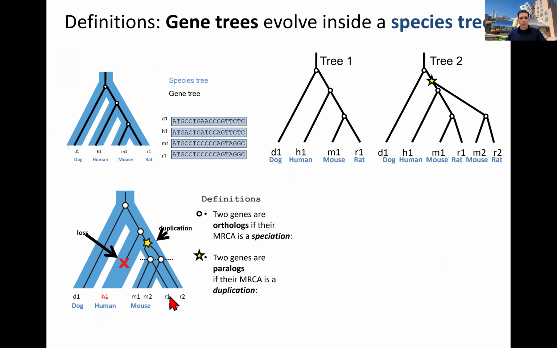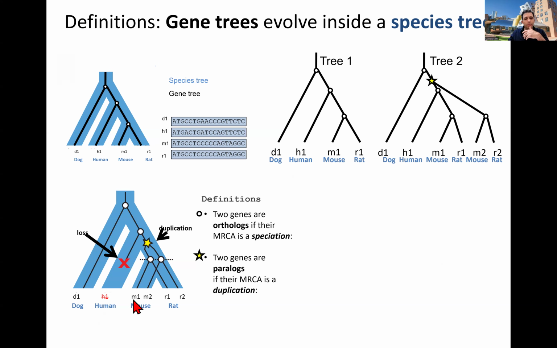What does that mean for R1 and R2? Trace the history of R1 and R2. R1 and R2 coalesce. Coalescing basically means as I walk up the tree, I meet. So they coalesce at a duplication event. Everybody with me here? So that means that they're paralogs. Now, what about M1 and R1? Are they orthologs or paralogs? Shout it out. M1 and R1. They coalesce at a speciation event. Therefore, they're orthologs. M2 and R2 are orthologs.